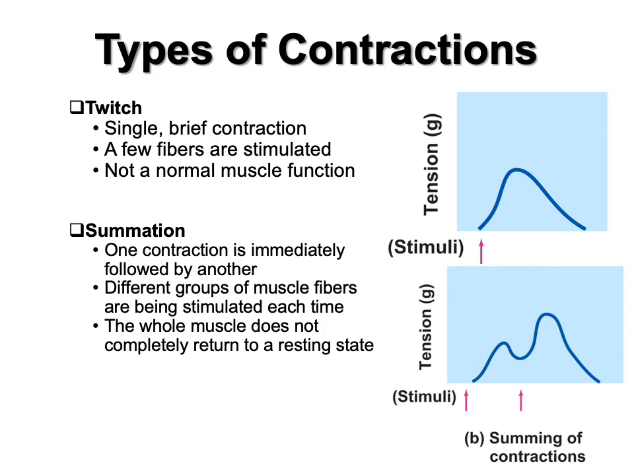Then you have what's called summation, where one contraction is immediately followed by another. Different groups of muscle fibers are being stimulated each time, and so the whole muscle does not completely return to the resting state. So it's really hard to tell when somebody's doing summation which muscle groups are contracting and relaxing. Again, you're holding that 10-pound weight, and you're able to hold that weight because you have summation.